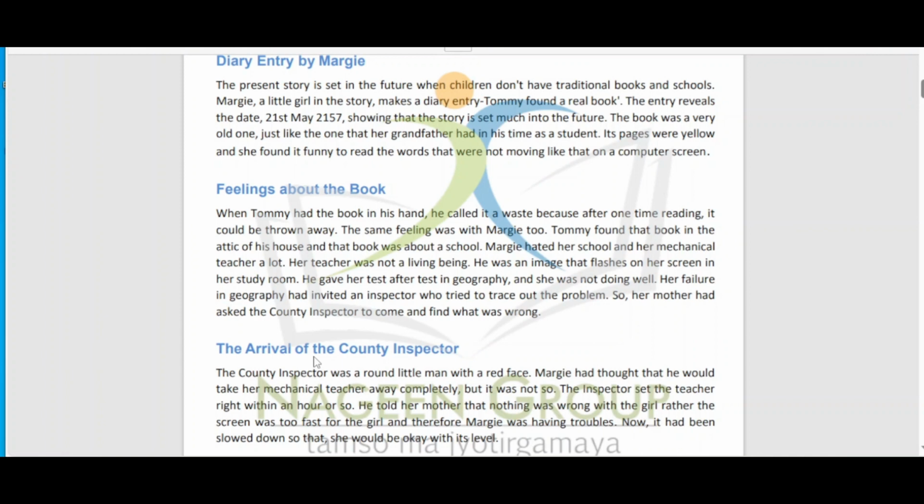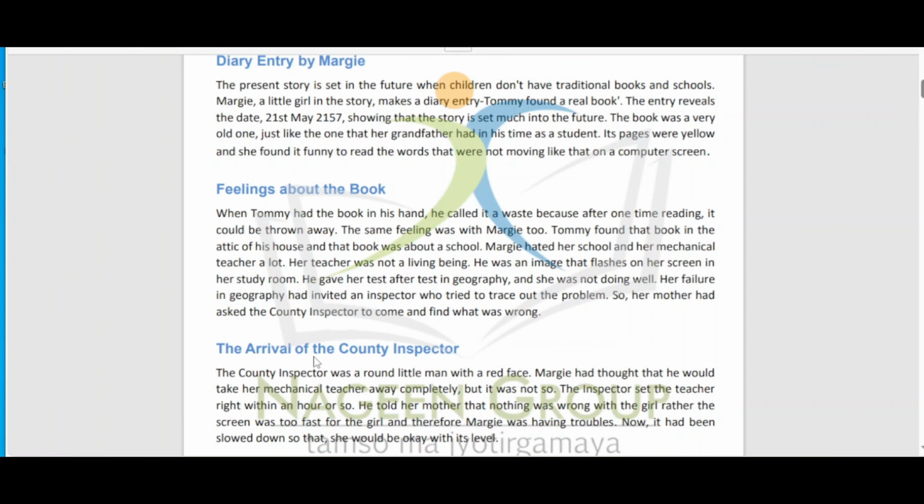Okay, so that's why, according to the behavior and the activities of the mechanical teacher, she always hated the school. He gave her test after test in geography. And what is the reason? The computer screen image in her study room. She was fed up with the mechanical teacher, which is only an image. So what is the reason behind it? Why, according to that teacher, did she always hate the school? He gave her test after test in geography.